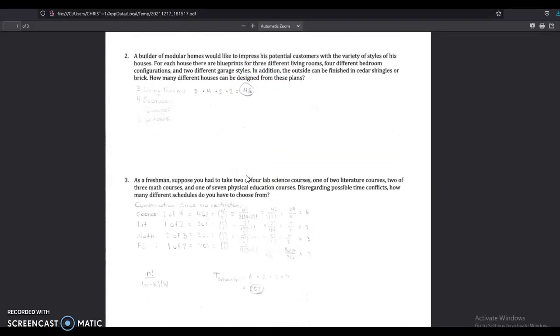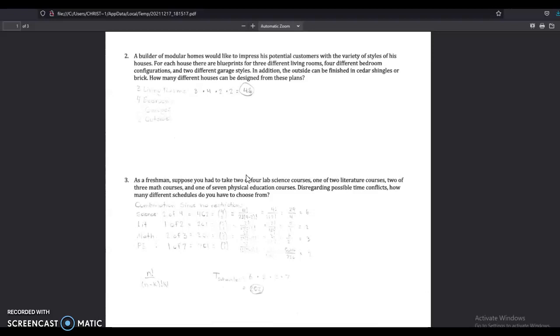For number two, a builder of modular homes would like to impress his potential customers with a variety of styles of his houses. For each house, there are blueprints for three different living rooms, four different bedroom configurations, and two different garage styles. In addition, the outside can be finished in cedar or shingles or brick. How many different houses can be designed from these plans?